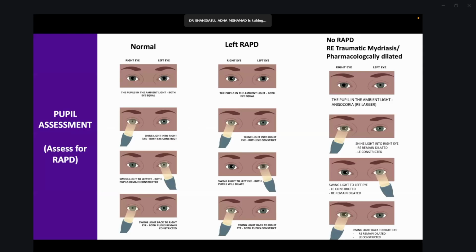All right, so this is a busy slide showing normal pupillary light reflex, and then presence of left RAPD and no RAPD, but I will not cover this one. Like I said earlier, as long as you can detect the anisocoria, that one is good enough.